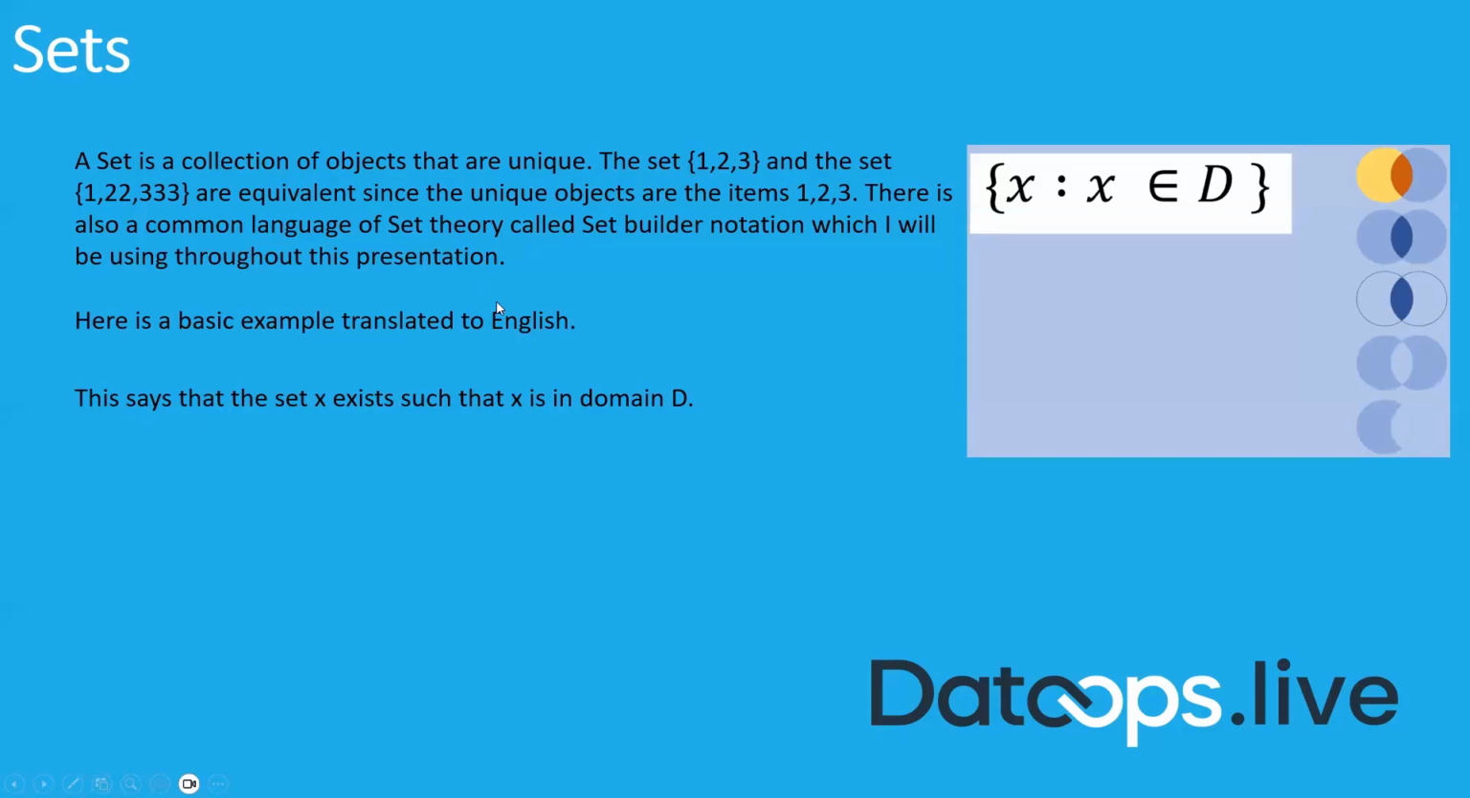There's also a common language of set theory called set builder notation, which is what I'm going to be using throughout this. This set builder notation says that the set X exists such that X is in the domain D. That's all it is. It's just defining the set. Now, the definitions of sets become really interesting as you get things a little bit more sophisticated.